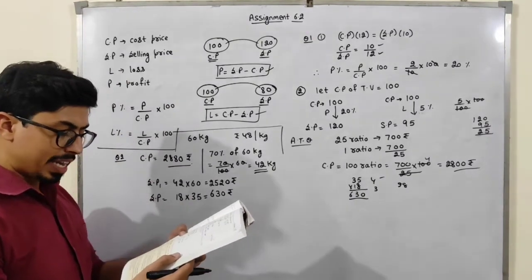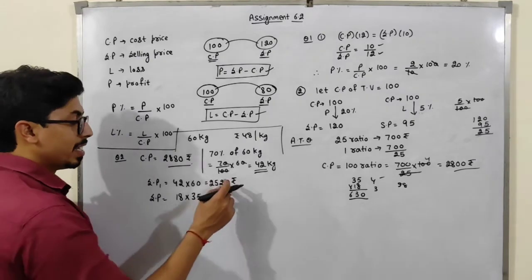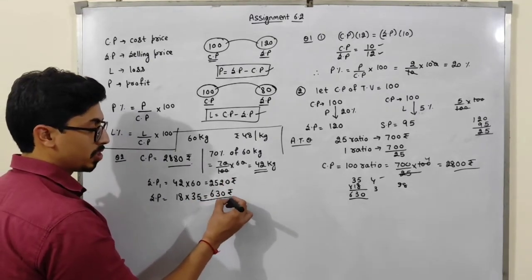So find Gopal's gain or loss percentage on the whole deal. See, that means the total SP will be how much?